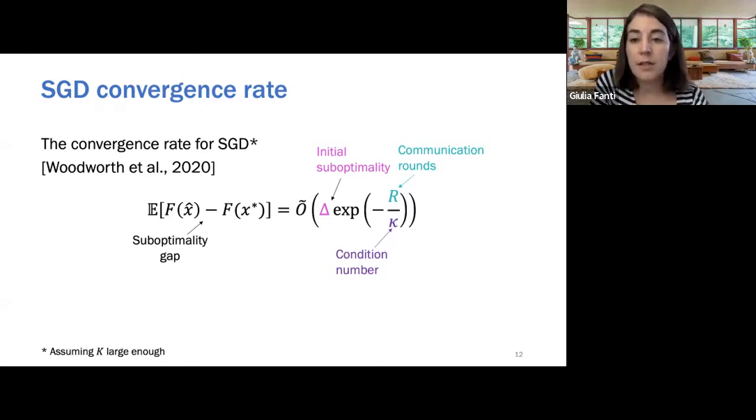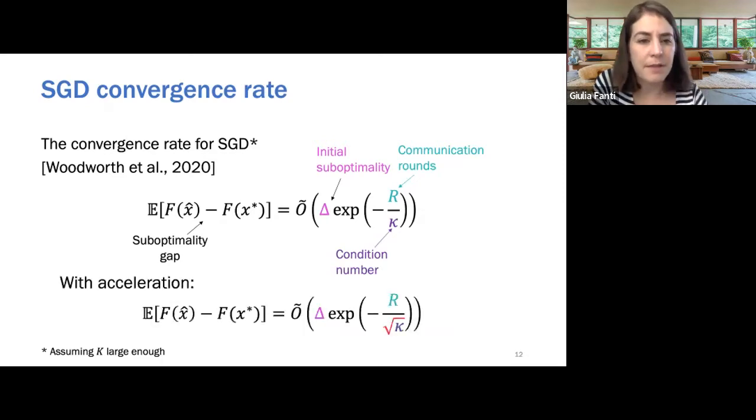First is that it doesn't depend at all on heterogeneity zeta. So intuitively, this means it cannot possibly take advantage of the low heterogeneity setting because it has to account even for the highest heterogeneity possible. And the second thing I want to observe is that this expression decays exponentially fast in R. So remember, we said we wanted to have this exponential decay in R. So SGD achieves that, but in exchange, it's not able to take advantage of homogeneity.